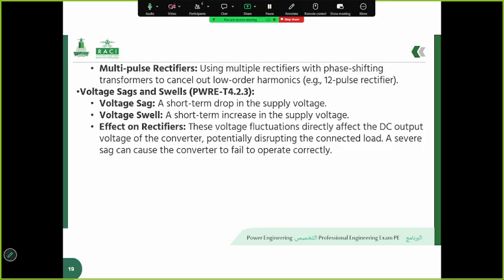Similarly, voltage swells raise the DC voltage, potentially overstressing sensitive components. Severe sags in particular may cause the rectifier to stop conducting properly, interrupting the power supply to downstream systems. Therefore, understanding and mitigating the effect of sags and swells is essential for ensuring stable operation in practical applications.